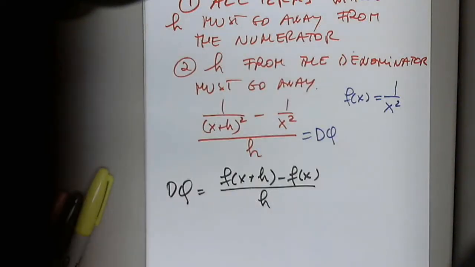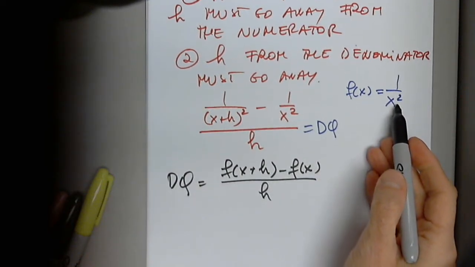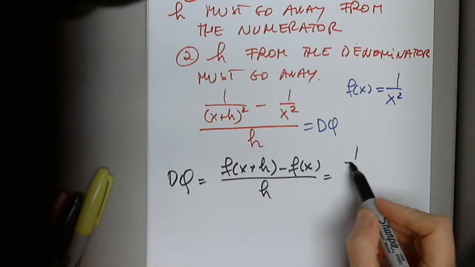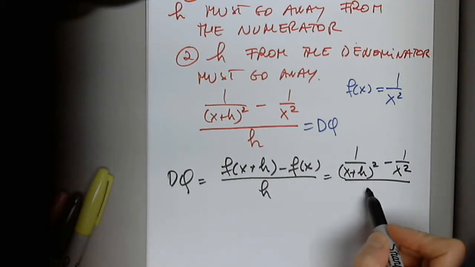So we're asked to simplify this difference quotient. We already have the function, right? It's 1 over x squared, so the difference quotient is 1 over x plus h squared minus 1 over x squared, divided by h.